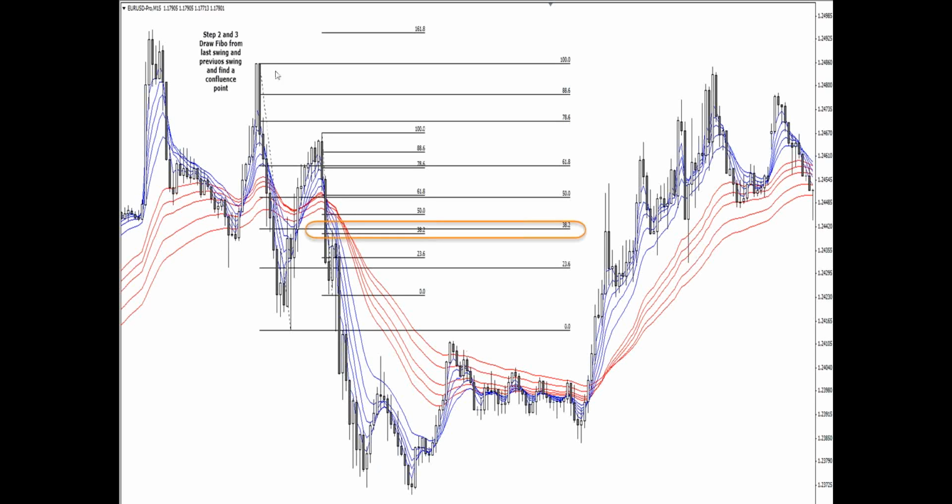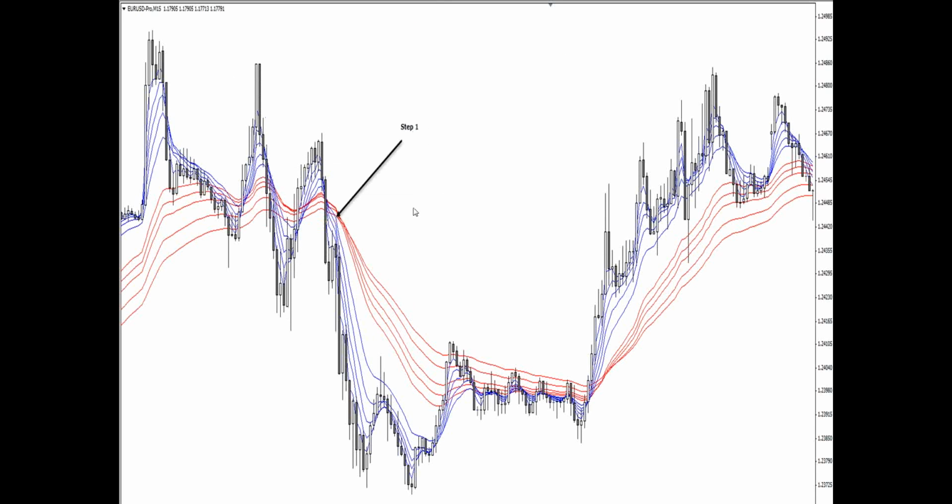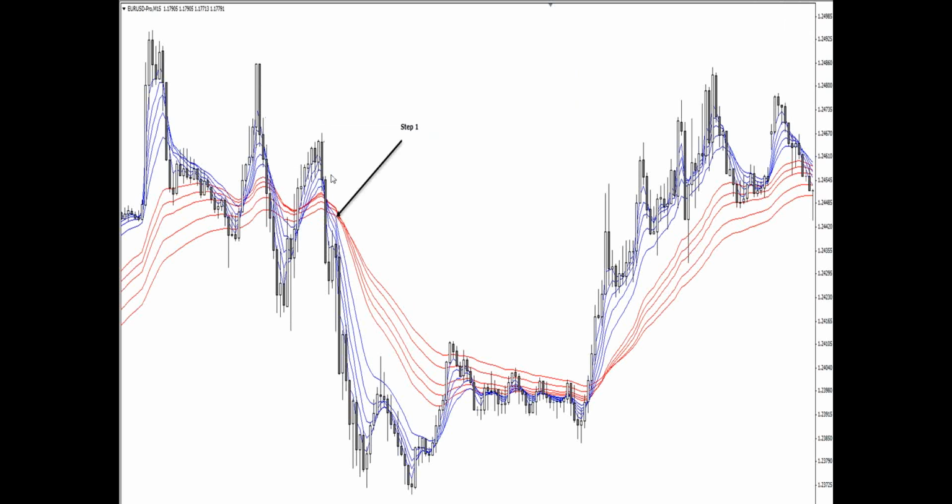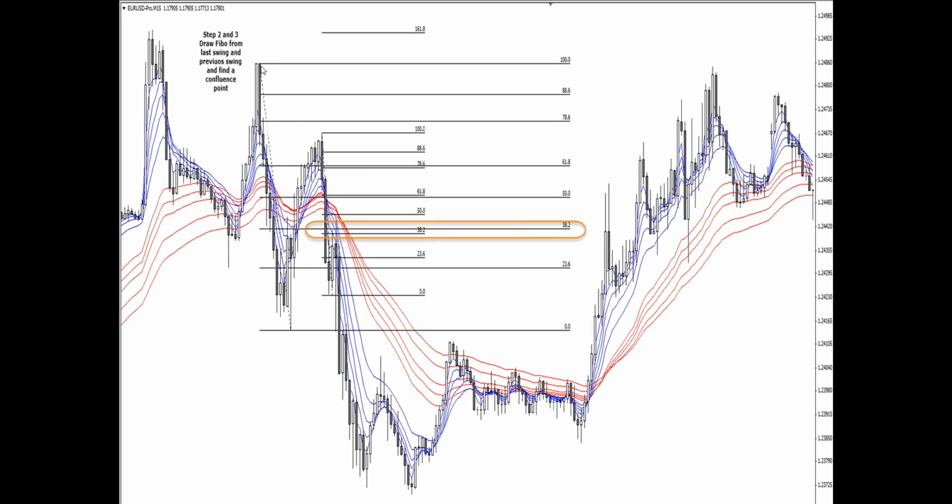Okay, so step 2 is wait for the pullback and draw Fibonacci from the last swing and previous swing and find a confluence point. So this is the first step, and we can see that the price has established a bearish trend. Second step: this is high, this is low. You put your Fibonacci from this point to this point, because after this you have a retracement. Look at this, we have a retracement, and then previous high and low. So previous high, previous low. The confluence is this.